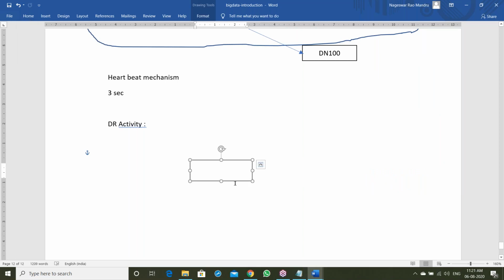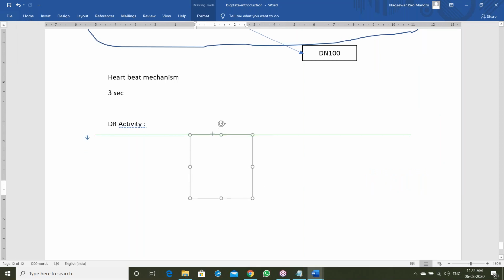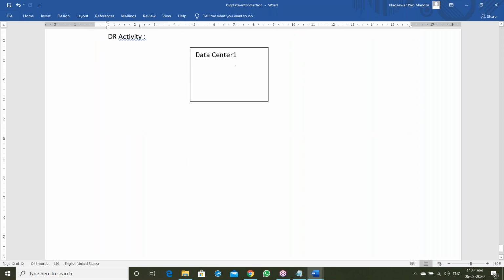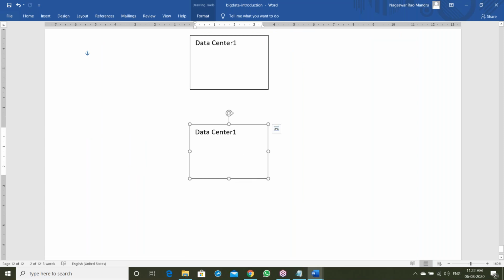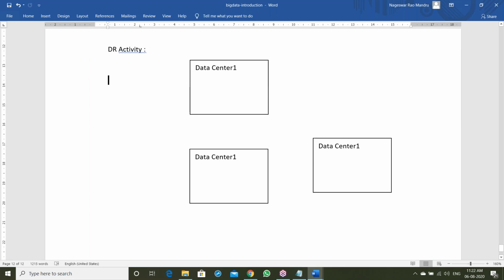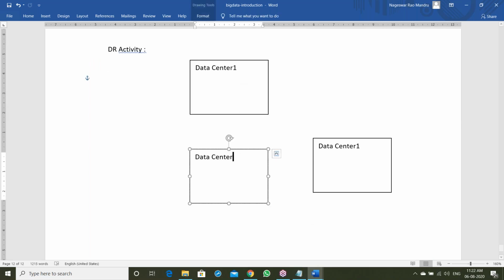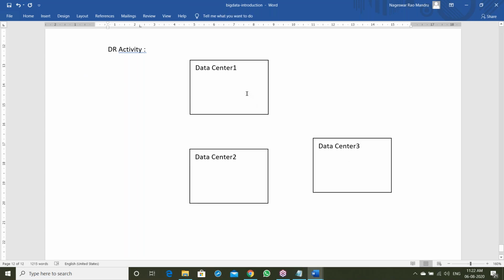Let us say this is data center 1, which has some data. Like this, there is one more data center. There are 2 data centers, one at Bangalore and the other at Haryana. Like that, there are multiple data centers: data center 1, data center 2, data center 3. There are 3 data centers for the purpose of maintaining 3 copies.